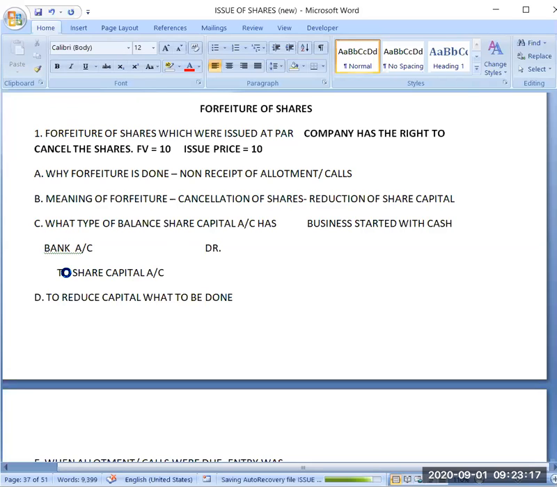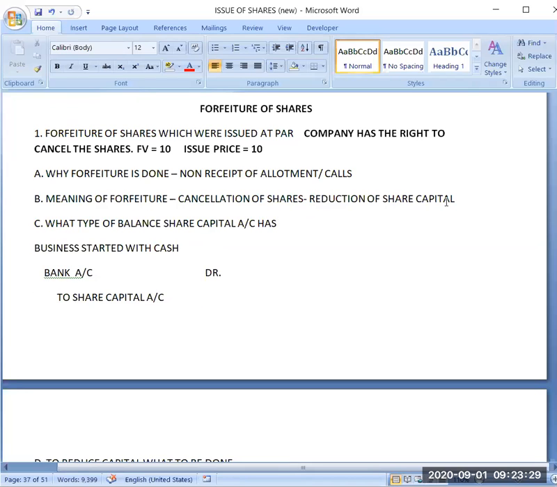Yes, very good. So share capital account has a credit balance. So the first question has been answered properly. I hope it is clear to all of you. Credit balance. Please remember these answers also. And if you are not able to remember these points, just note them down on a piece of paper. It is a credit balance.